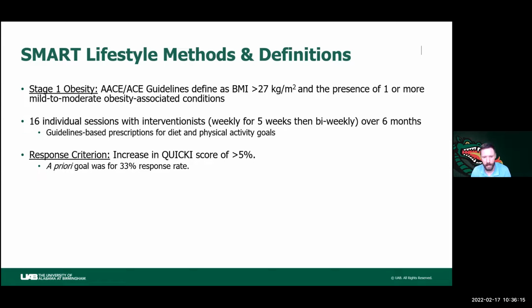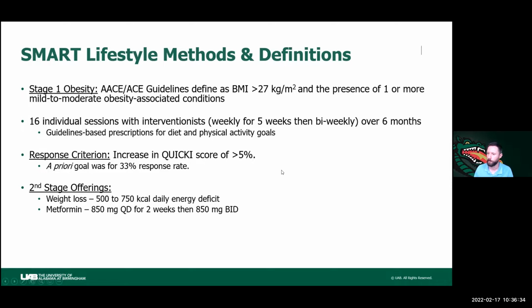QUICKI is at its core just a ratio of fasting glucose and fasting insulin. So the goal is to get a greater than 5% increase. And our a priori plan for this was to get about a 33% response rate. So we're pretty aggressive. We're actually expecting 2/3 of people to be suboptimal responders.